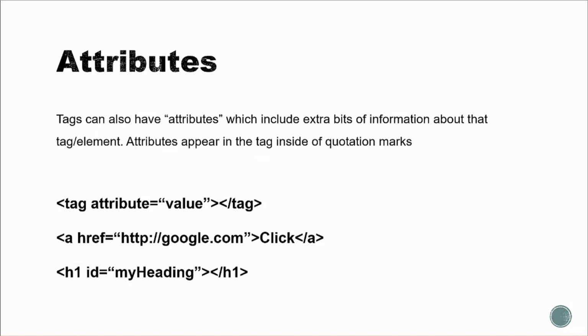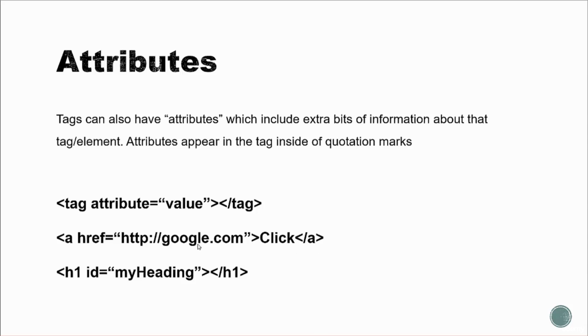So attributes, tags can also have attributes which include extra bits of information about that tag or element. Attributes appear in the tag inside of quotation marks. So this is the syntax here. You can see we have a tag, and then we're going to have the name of the attribute and then set that to whatever we want the value to be. So in this example here, we're using an A tag, which represents a link, and we have an attribute called href, and we're setting that to google.com. So that's how we can get the browser to know that this is a link going to google.com.